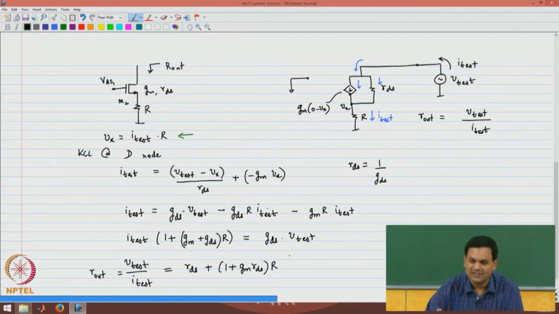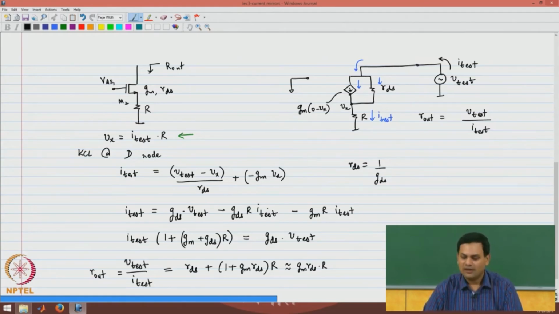the dominant term, since GM rds is the intrinsic gain of the transistor, this is the dominant term among all of these terms, and I will write this as approximately being equal to GM rds times R. So, note that if I add a resistance at the source, the impedance looking in at the drain is a magnified form of this resistance.